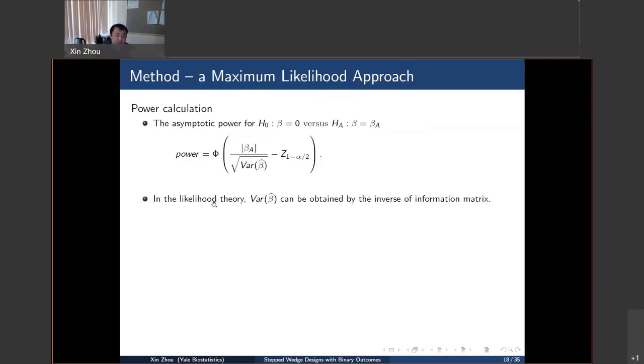Based on the likelihood theory, the variance of beta hat can be obtained by the inverse of the Fisher information matrix. I skipped the technical details. If you are interested, please refer to our paper. One thing I want to mention is that this method doesn't have a closed-form formula. The likelihood function is complicated and involves integration, and a numerical method is used for the computation. So the computation is quite intensive, especially for the case with time effect and a large number of periods. We are now working to improve the method to reduce the computation cost.